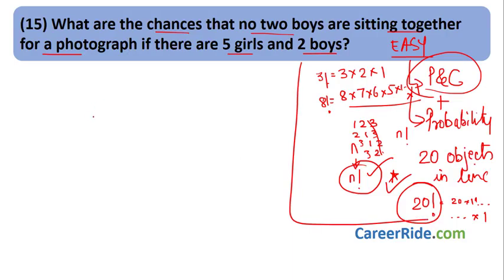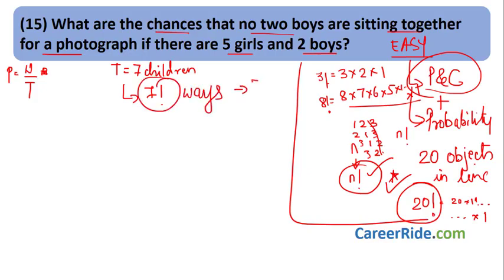Now what have they asked? They have asked the chances that no 2 boys are sitting together for a photograph. Now what is probability? Probability is what I want upon total. How many total people are there over here? Total people are 5 girls plus 2 boys, 7 children. Now in how many ways can I arrange these 7 children? 7 factorial ways. This is the total number of ways.